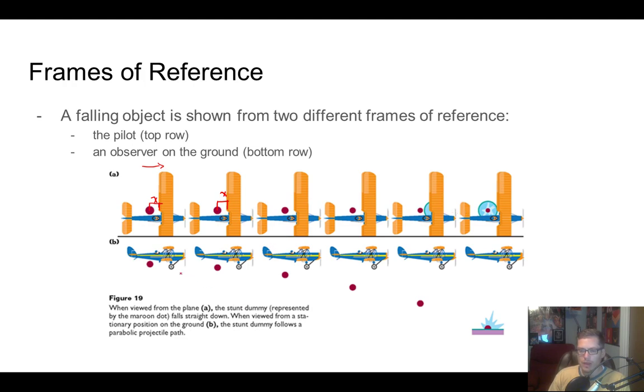But if you were the Nazi on the ground getting ready to shoot down this bomber, you would see the airplane going to the right, but then you'd also see the bomb move to the right until it eventually reached its target.